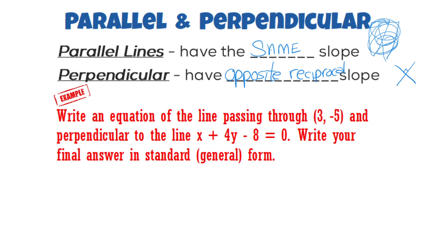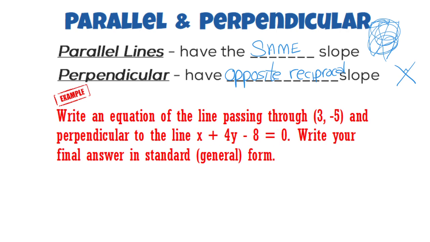So it says write an equation of the line passing through this point, (3, -5), and it's going to be perpendicular to this given line. So they gave me a point, and ultimately they're giving me the slope, because if it's perpendicular to this, I'm going to figure out what this slope is, and then I'm going to do the opposite reciprocal on it. So then I'll have a point and a slope. Final answer is going to be in standard or general form, but we're not going to start there. Let's go ahead and see if we can figure out what the slope on this one is.